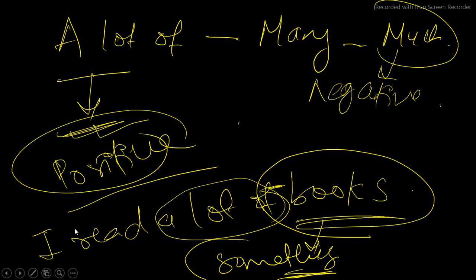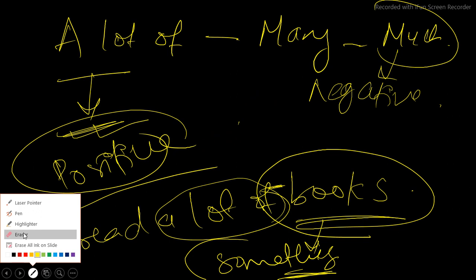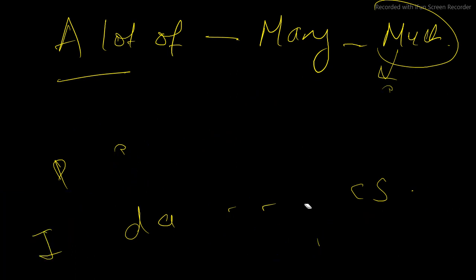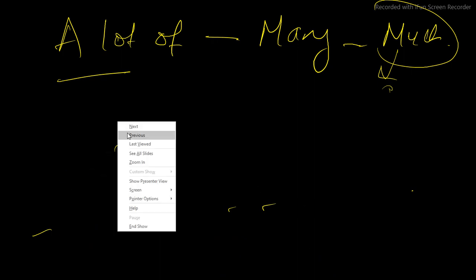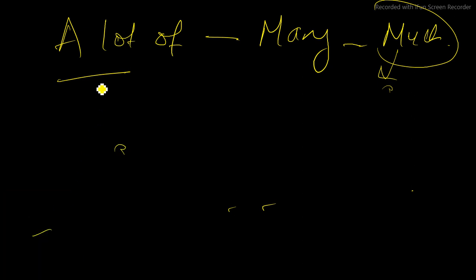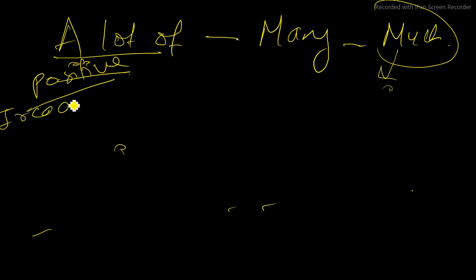Let me take you to the screen once again. A lot of, many, and much. Now, people understand that these are all going to be used with the plural and the singular. But the thing is that it is seen in the sense of positive and negative connotation. A lot of is used in a positive sense, when something substantial is present. For example, I read a lot of books. A lot of books, right?